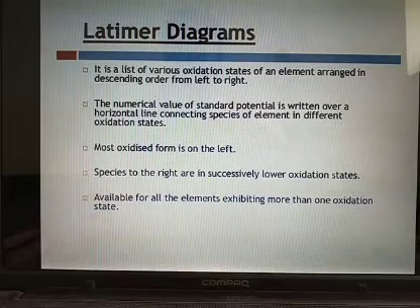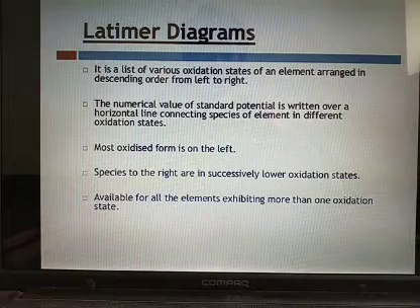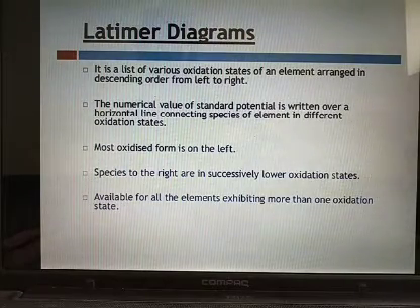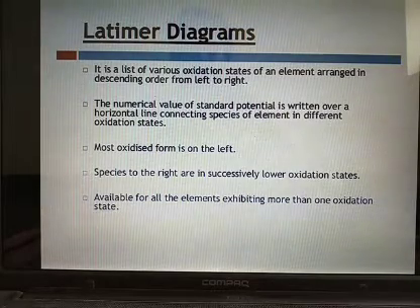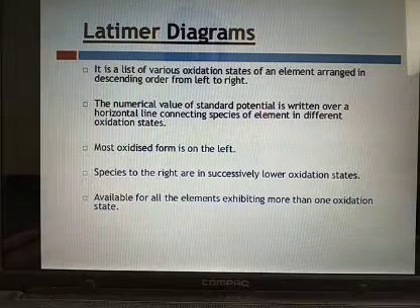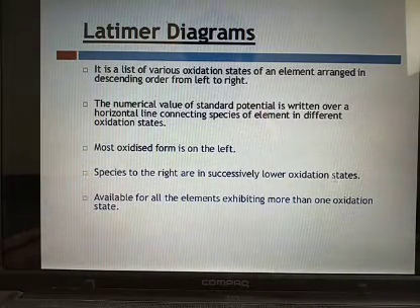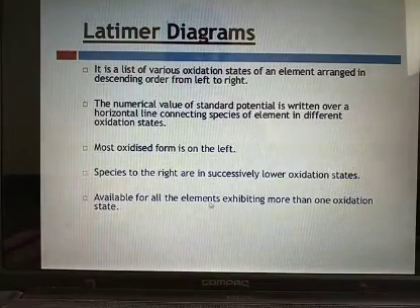So there is a list of the various oxidation states of the element arranged in decreasing order, from left to right. The numerical values of the standard potential are written over a horizontal line connecting species of the element in different oxidation states. The most oxidized form is at the left, that is the higher oxidation state, and the species to the right are in successively lower oxidation states. Such diagrams are available for all the elements exhibiting more than one oxidation state.